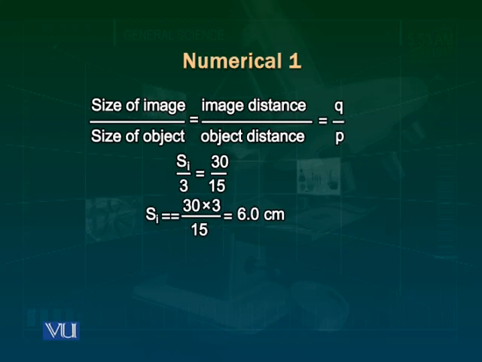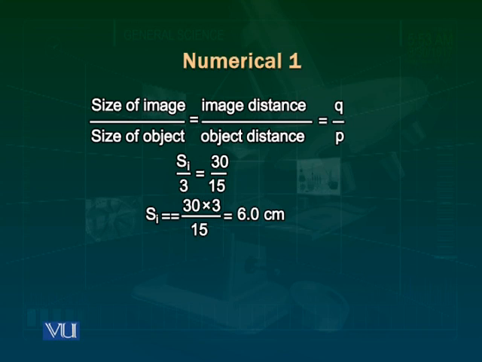Now, magnification is defined as the size of the image divided by the size of the object. So if the image size is larger, the object is magnified. If the image size is smaller, it is diminished. And it is also defined as the image distance divided by the object distance. This is something which we discussed last time. Now, substituting the values, we have the size of the image divided by the size of the object. The size of the object was 3, and this gives us 30 divided by 15, or rearranging, we find that the size of the image is 30 multiplied by 3 divided by 15, giving us an image which is 6 centimeters.